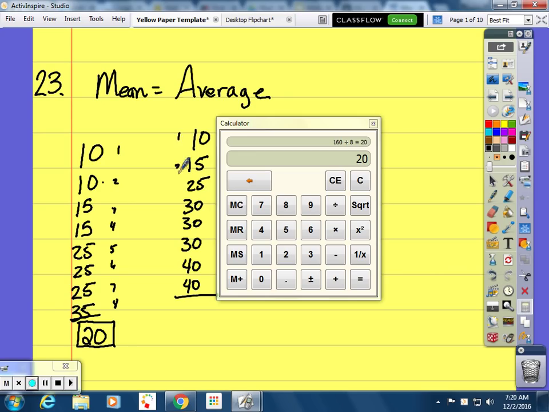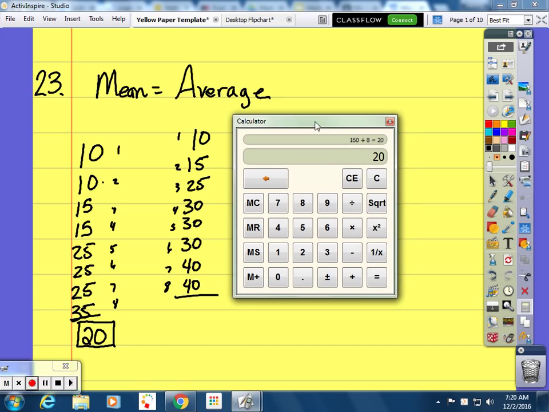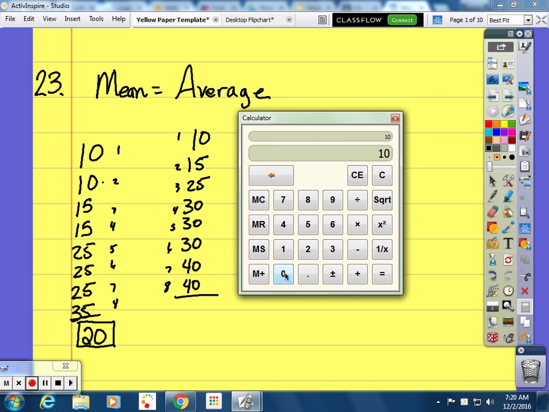This is 1, 2, 3, 4, 5, 6, 7, 8. There were still 8 kids participating. So we have 10 plus 15 plus 25 plus 30 plus 30 plus 30 plus 40 plus 40. So they could do 220 push-ups, and I divide that by those same 8 kids. So they did an average of 27.5.